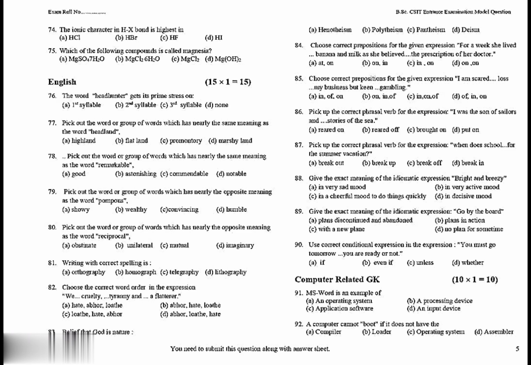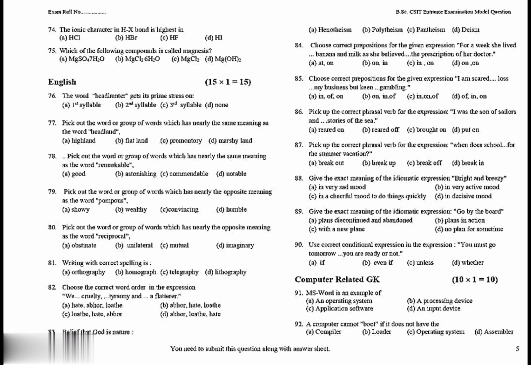Second, C. Third, D. None. 77. Pick out the word or group of words which has nearly the same meaning as the word headland. A. Highland, B. Flatland, C. Promontory, D. Marshland. 78. Pick out the word or group of words which has nearly the same meaning as the word remarkable. A. Good, B. Astonishing, C. Commendable, D. Notable.